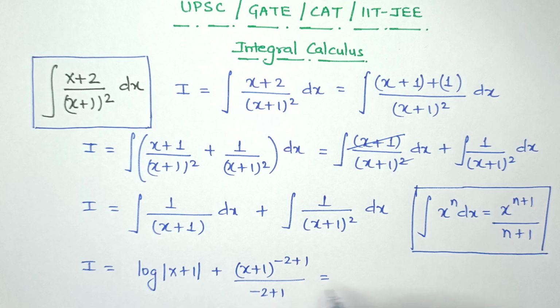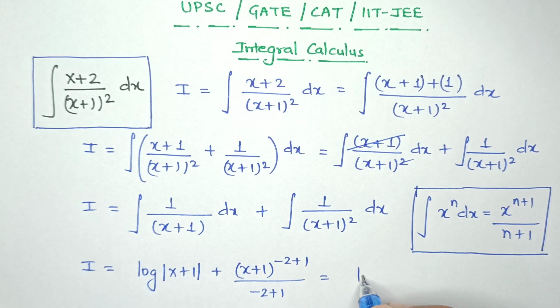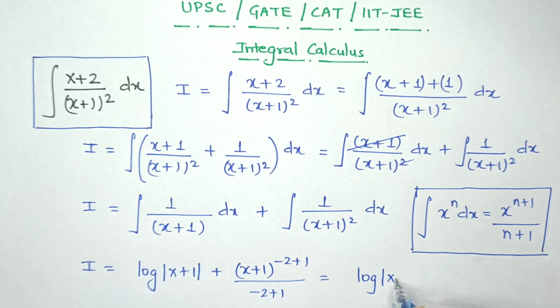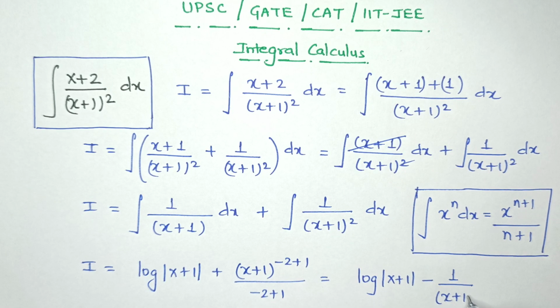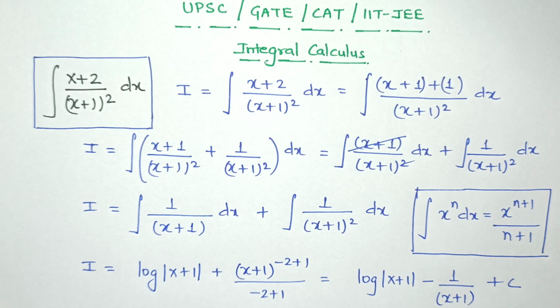So when you solve this, what you get is log of (x + 1), and when you solve the second part, this would be minus, raised to the power minus 1, so this would be 1 divided by (x + 1), plus c. And this right here is the final answer that we were looking for.